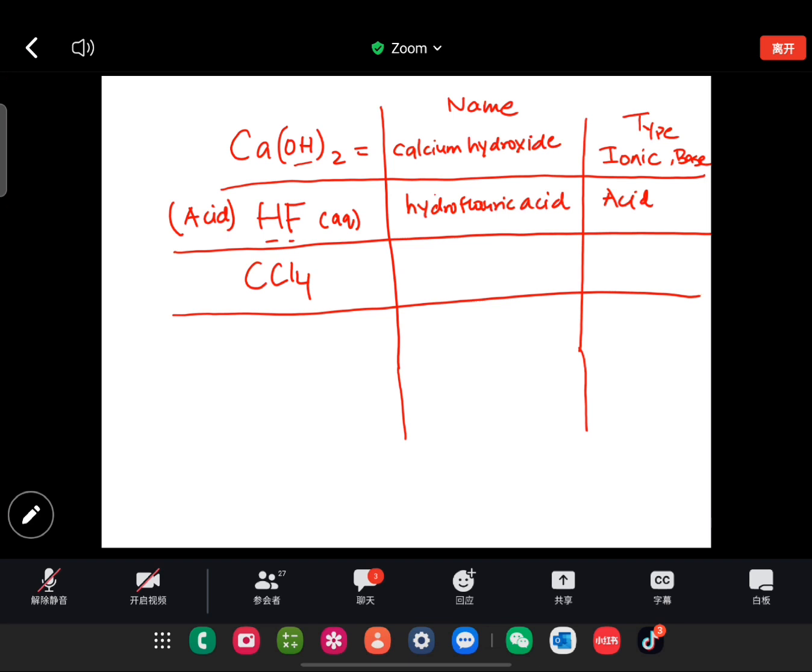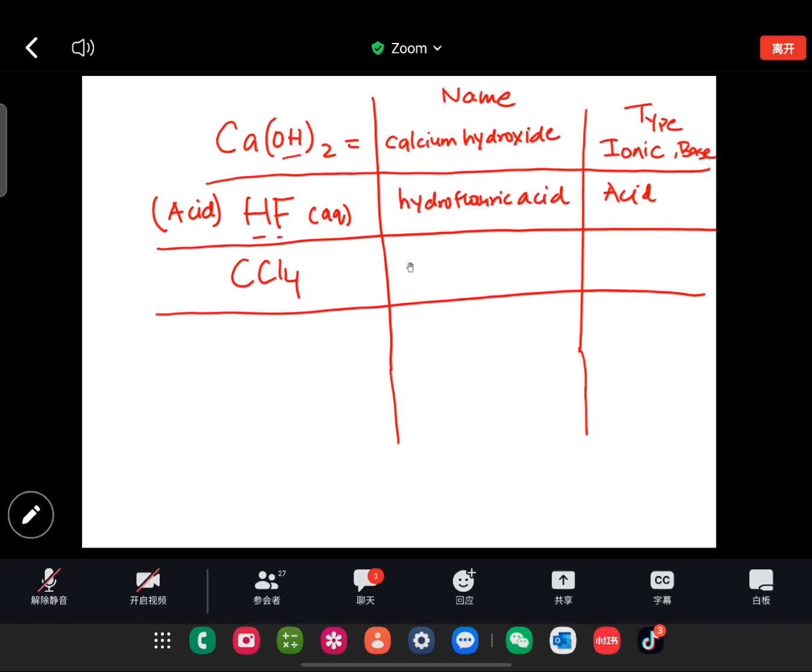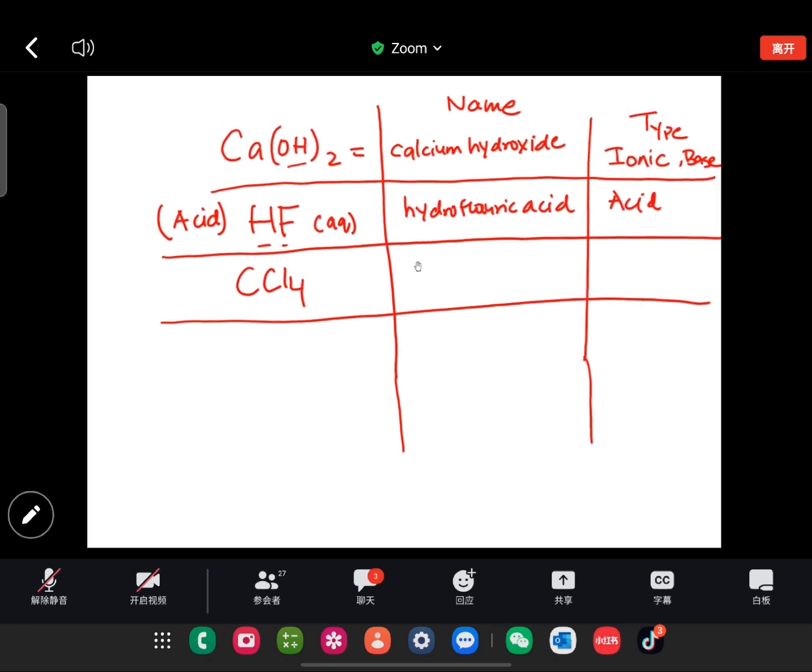Carbon tetrachloride. Perfect. Carbon tetrachloride.